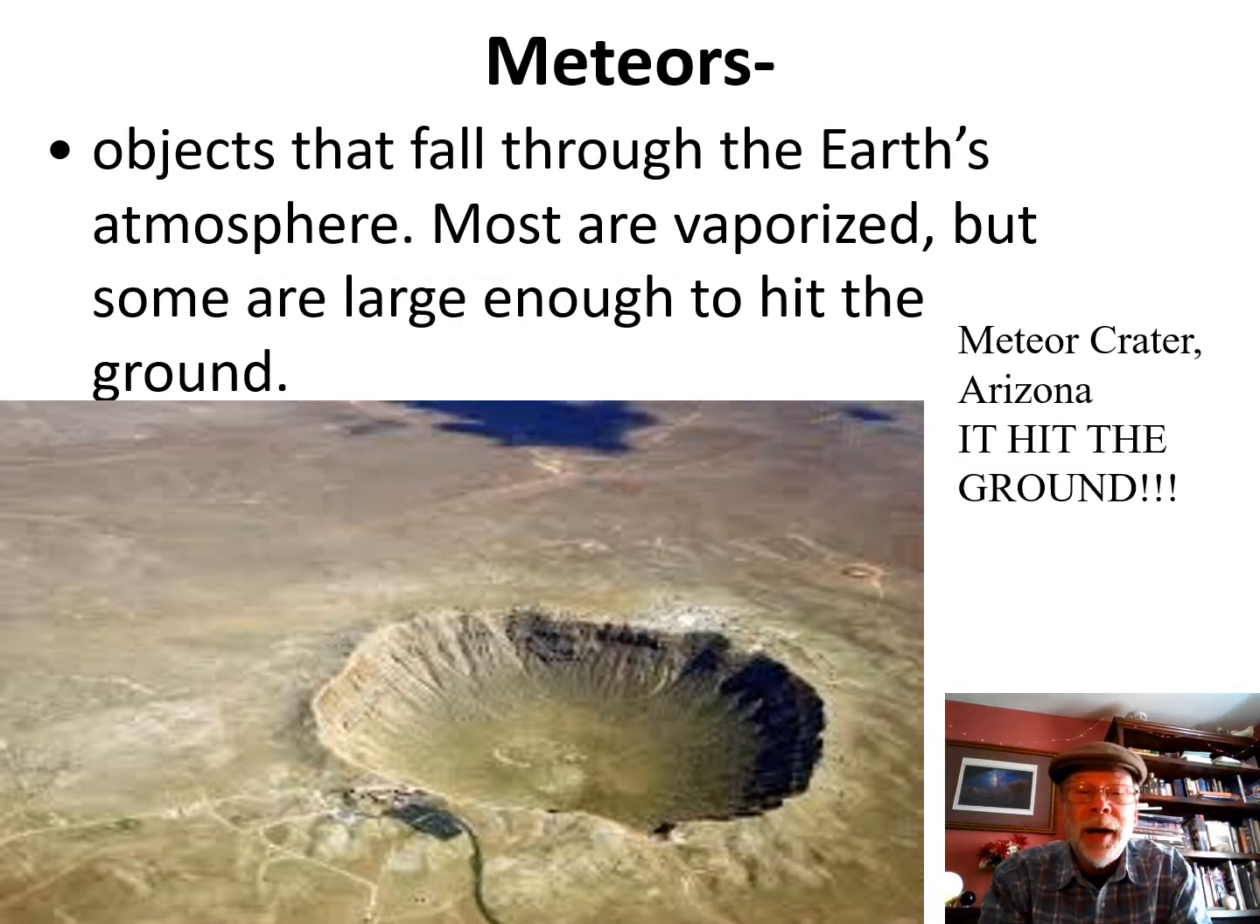Meteors, objects that fall through Earth's atmosphere. Most are vaporized, but some are large enough to hit the ground. And here's Meteor Crater, Arizona, where it hit the ground. This isn't that old. If it was very old, we wouldn't see it. Erosion on Earth removes all things like that. We have had many impacts of meteors, but they don't stay. Earth erodes all evidence.